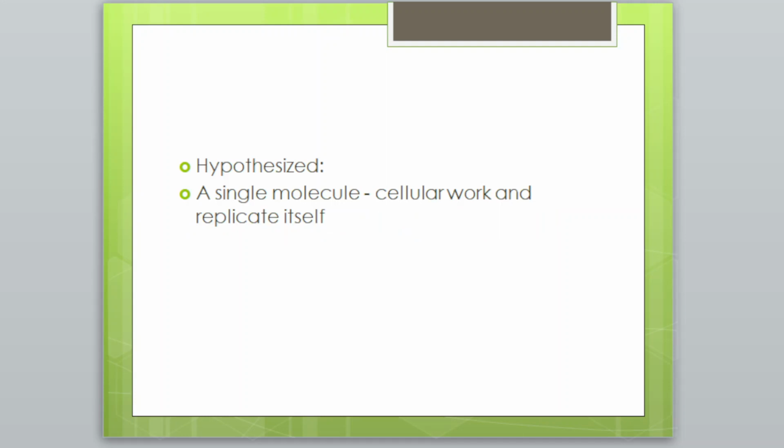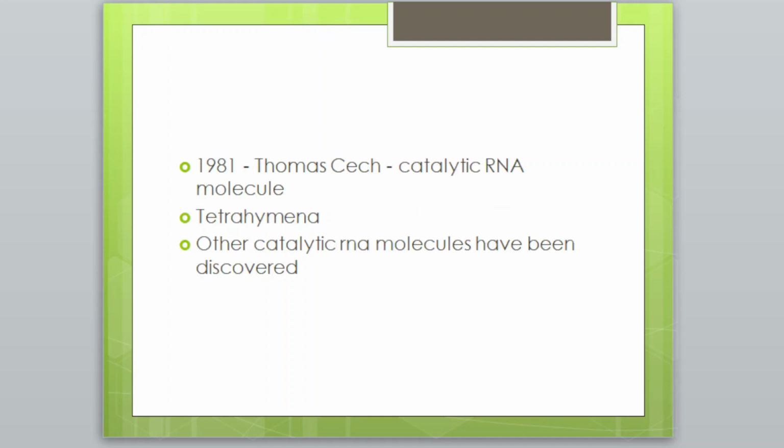Based on these considerations, it was hypothesized that at some time in the evolution of life, there must have been a single molecule that could do both cellular work and replicate itself. That was the thing I explained to you earlier. Now, what happened in 1981? Thomas Cech discovered a catalytic RNA molecule from a protist named Tetrahymena species.